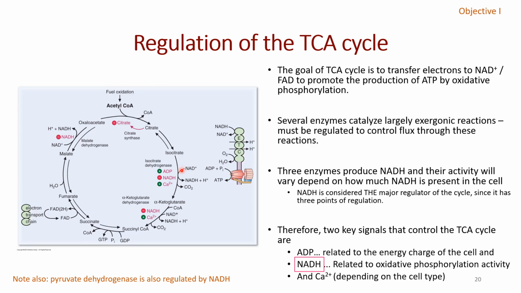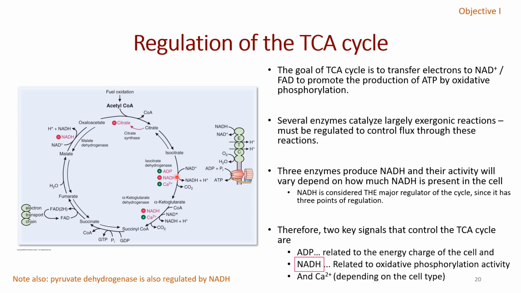You see ADP and calcium are both green pluses. That means they are allosteric activators. They are enhanced by ADP and they're enhanced by calcium. So let's think just for a moment, why would ADP be a positive allosteric modulator for this enzyme, isocitrate dehydrogenase? Why would that be? Well, what is the function of the TCA cycle?